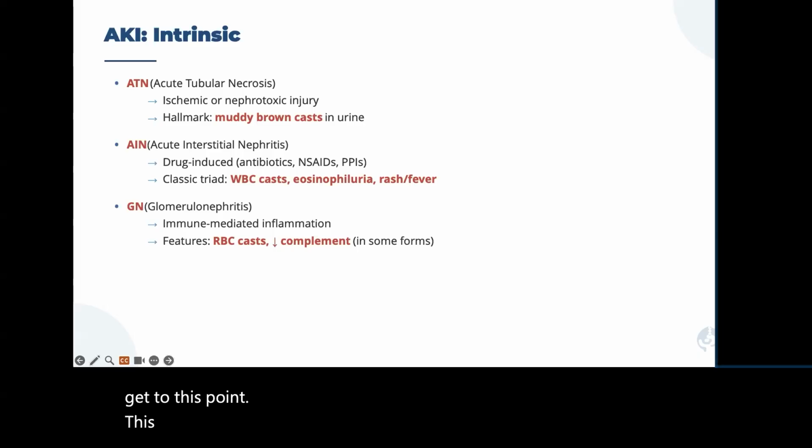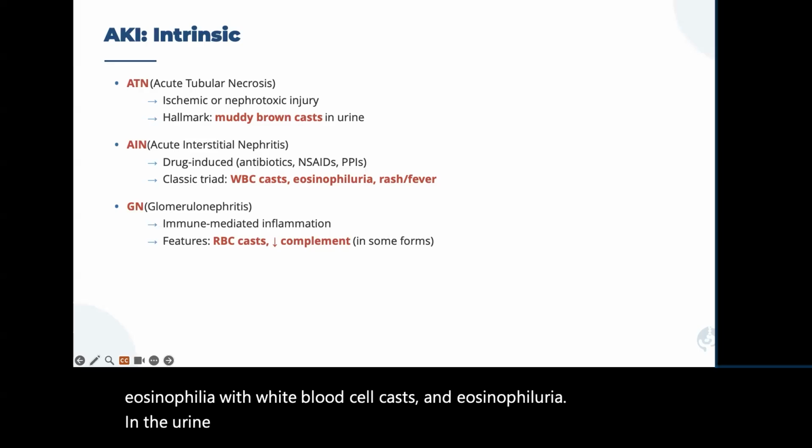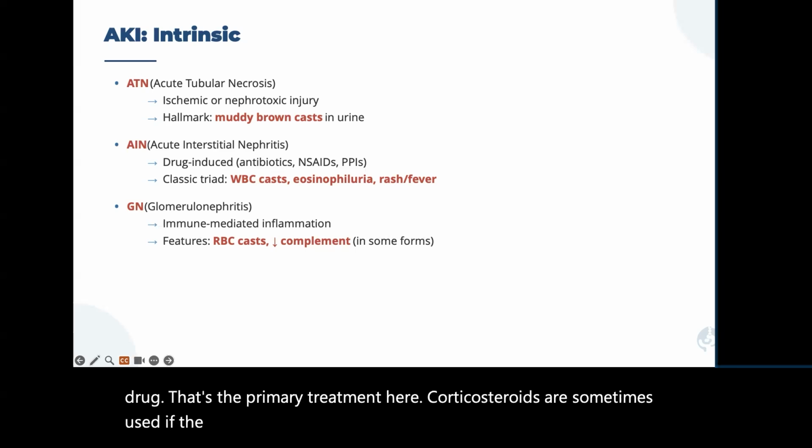This is the classic triad, though not always present. If you see a fever, rash, eosinophilia with white blood cell casts, and eosinophiluria in the urinalysis, you want to think about stopping the offending drug. That's the primary treatment here. Corticosteroids are sometimes used if the renal function fails to cooperate.